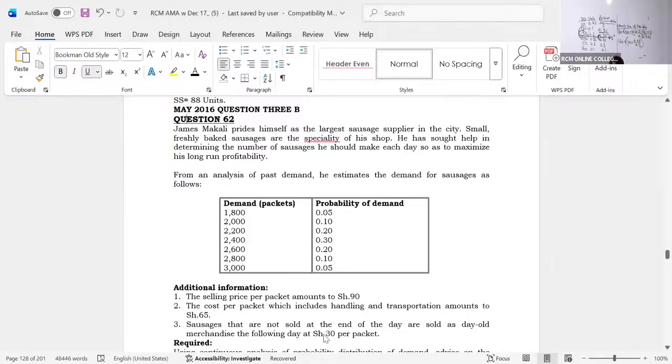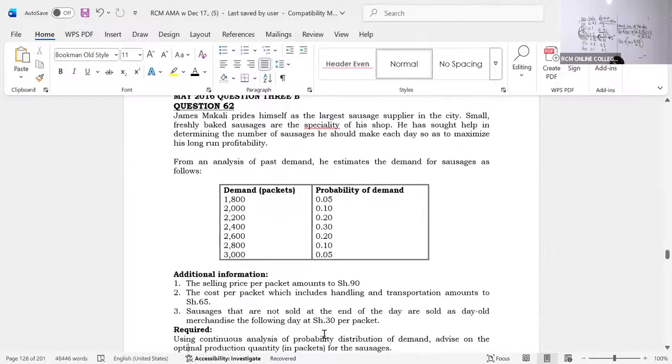So required, ladies and gentlemen, using continuous analysis of probability distribution of demand, advise on the optimal production quantity in packets for the sausages. So remember, these sausages are perishable. Have you been able to see that? Because if I sell them normally on the same day I buy and prepare them, I sell them for 90. But should they go stale, I sell them at 30. So it's a product whose value is diminishing with time. So then what will be the very first thing that I should do?